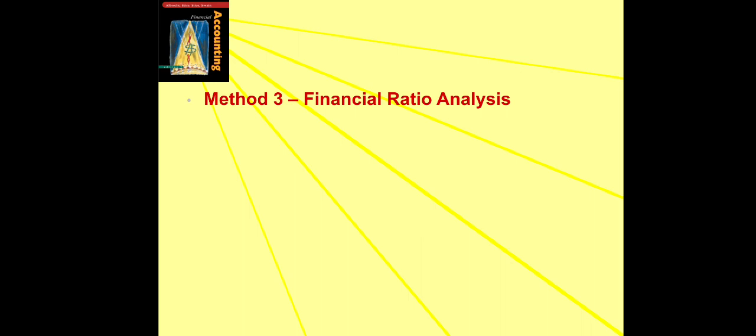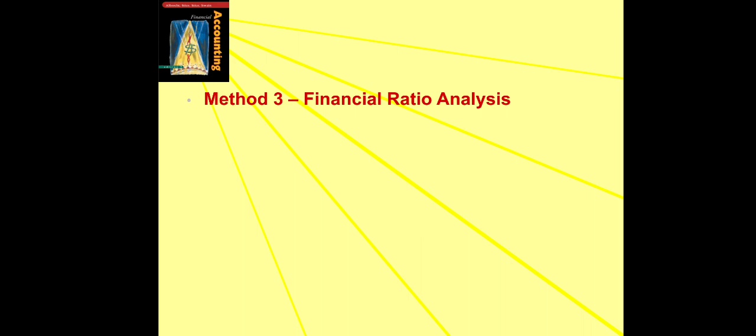In the previous lecture I covered two subtopics in this topic 5. I explained about horizontal analysis, and after that I explained about vertical analysis. So this is part 3, the subtopic 3. This is about financial ratio analysis. In this topic, you are learning about financial statement analysis.